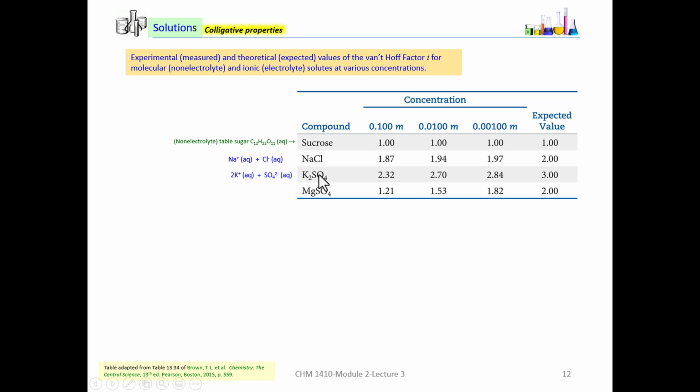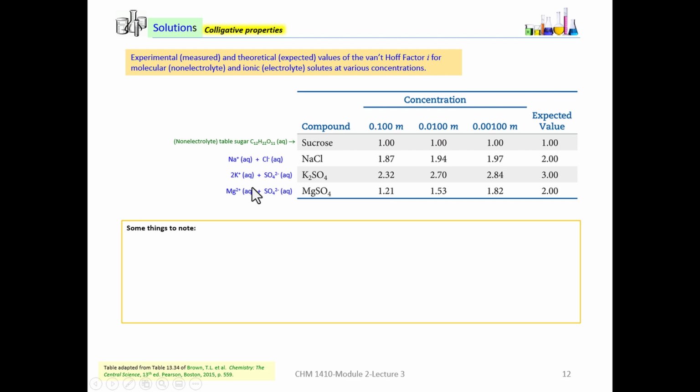For potassium sulfate, which breaks up into 3 particles, 2 potassium ions and 1 sulfate, the expected value is 3, and you can see that's not quite reached, and the value of i drops as the concentration of the solution increases. For magnesium sulfate, we'd expect the i value to be 2 because it breaks up into 2 particles, but you can see it's less than 2, in fact much less than 2 at higher concentrations. So here are some things to note about this.